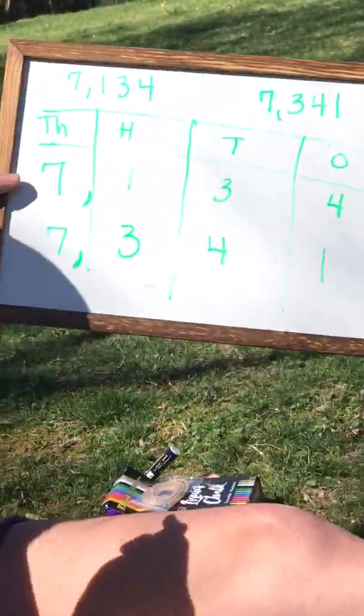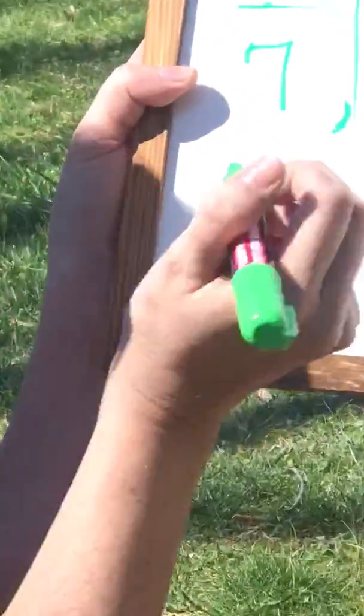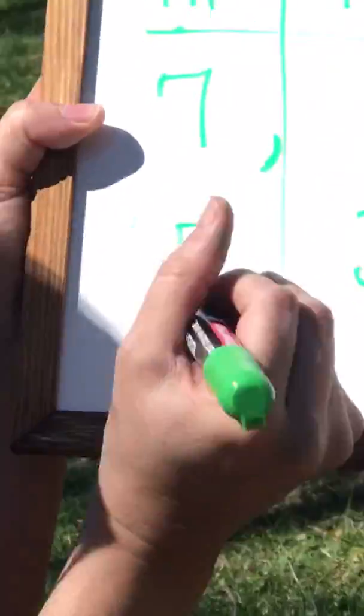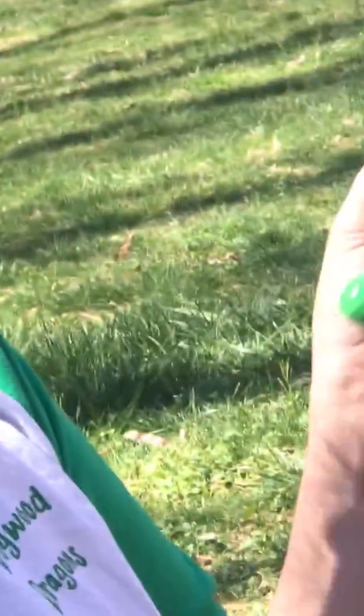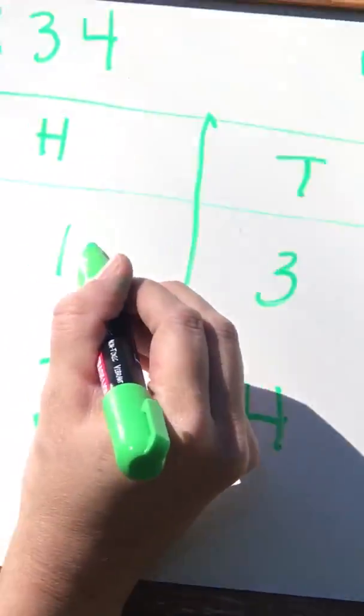Let's start over here again. In my thousands column, I have 7 thousands and 7 thousands. Those are equal. That doesn't help me. I've got to investigate further. Let's look at hundreds. I only have 100, and now I have 300.